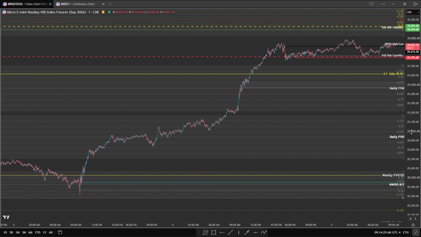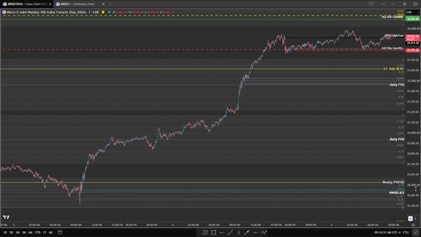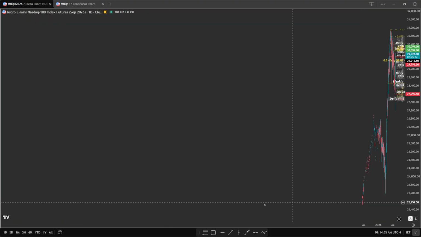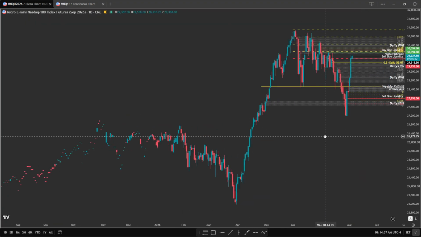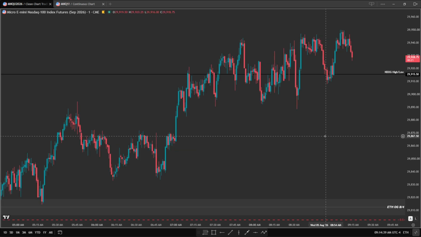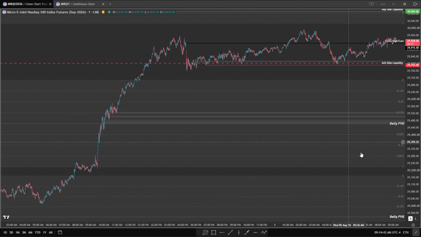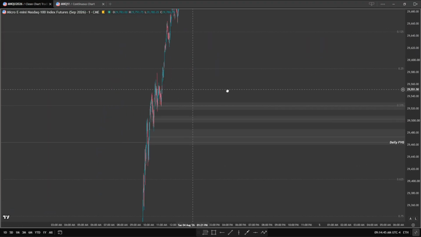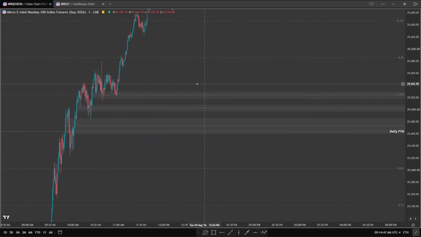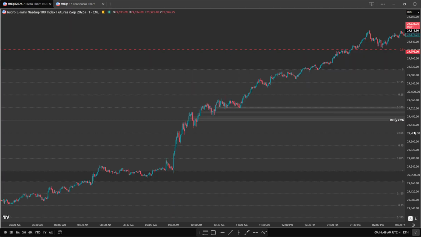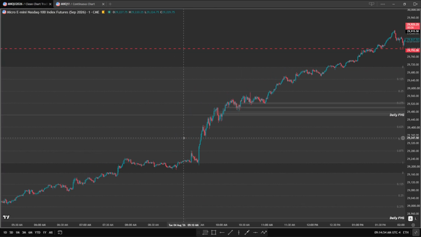Can I clean this chart up a little bit? Like, what is that yellow? That's great. Get rid of that. I feel a lot better. I talked about this short that I took yesterday.